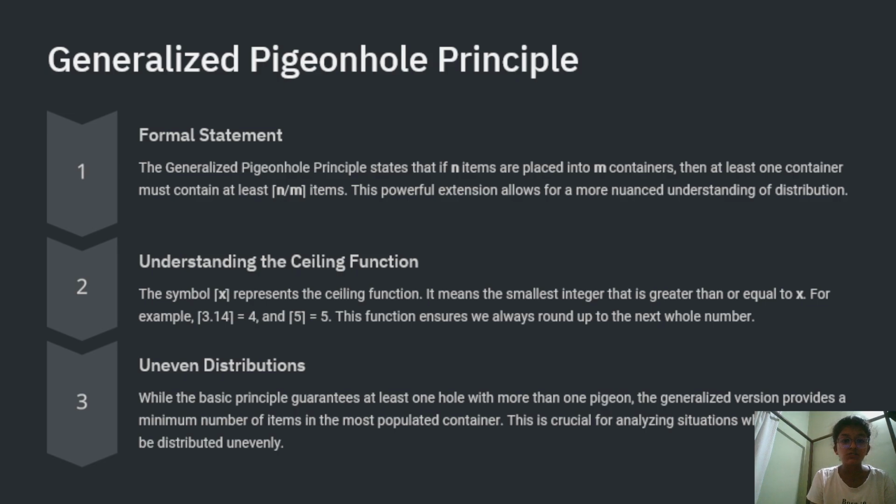Uneven distributions. While the basic principle guarantees at least one hole with more than one pigeon, the generalized version provides a minimum number of items in the most populated container. This is crucial for analyzing situations where items might be distributed unevenly.